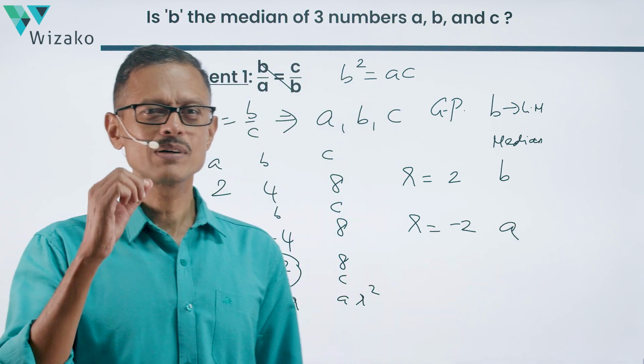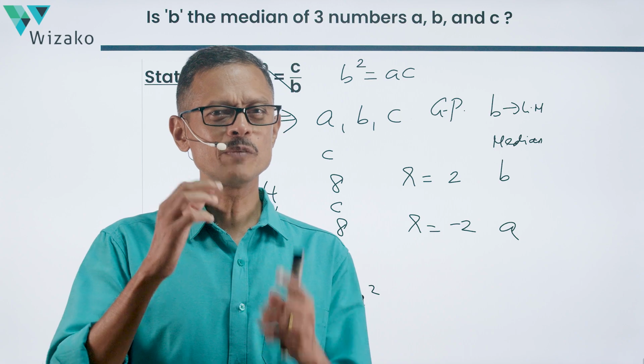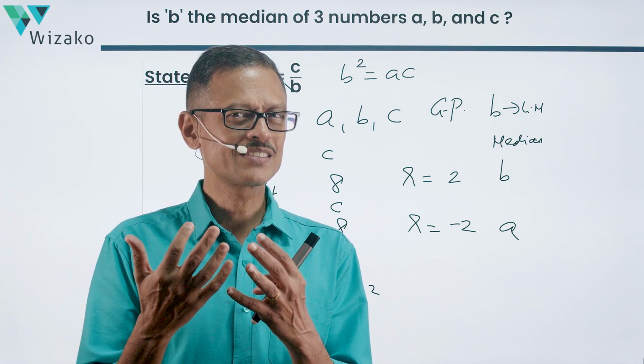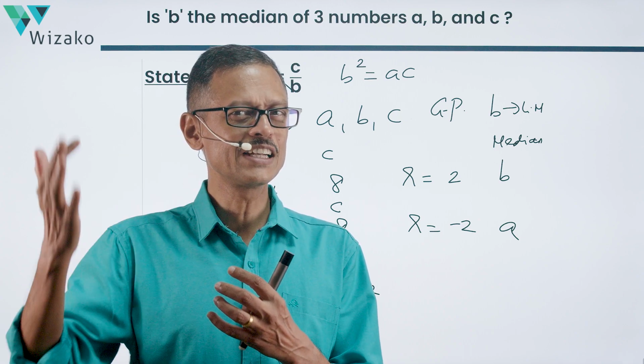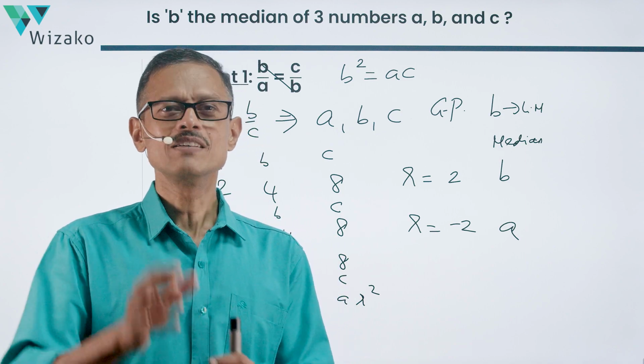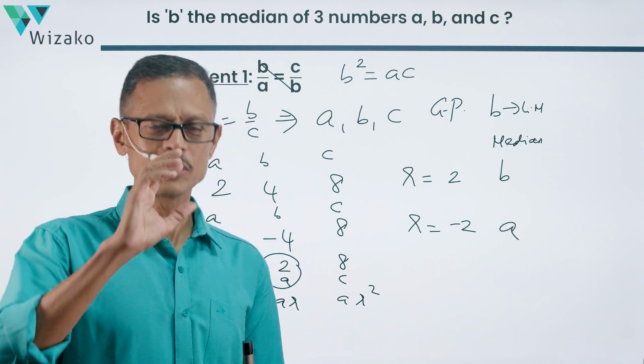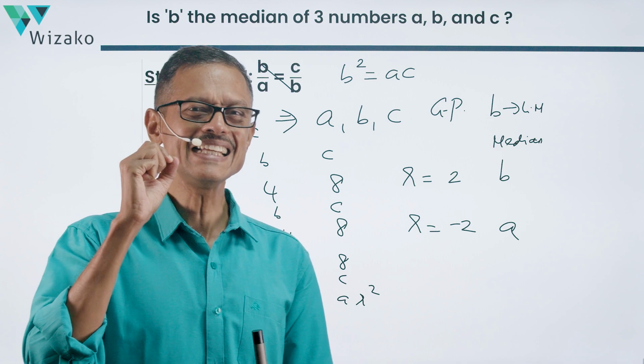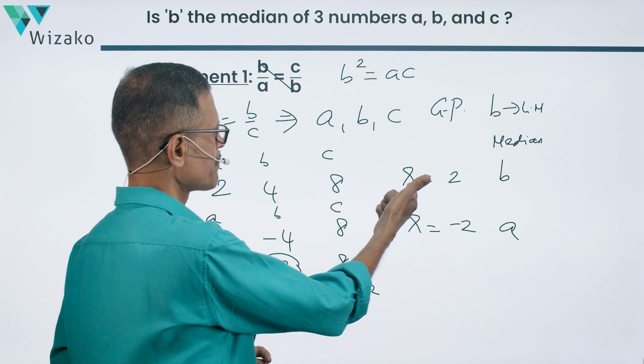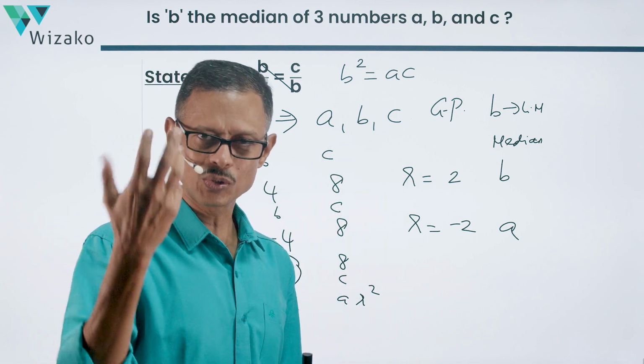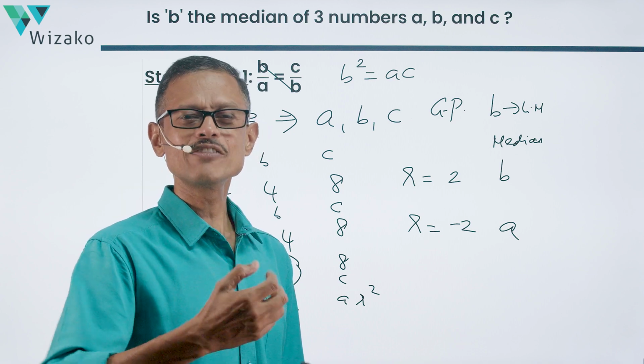So if these three numbers are in a geometric progression, should B be the median? The initial temptation is that B is a geometric mean, so it is likely to be the median. Don't fall into that trap. B is a geometric mean, no doubt at all. But B need not be the median. It will be the median provided the common ratio is 2. It will also be the median if the common ratio is half.